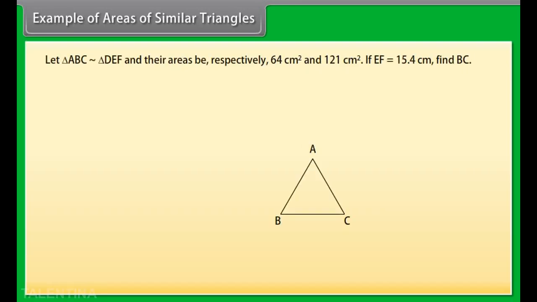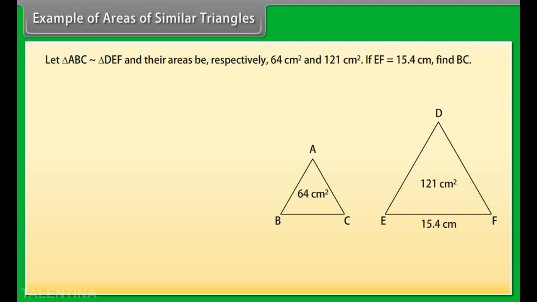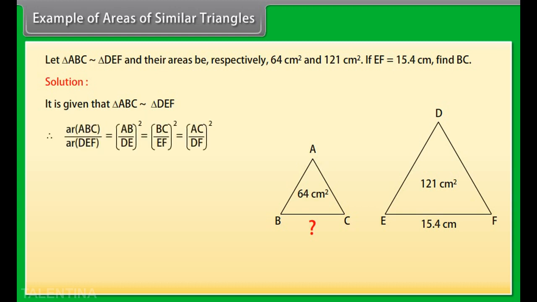Let triangle ABC is similar to triangle DEF and their areas be respectively 64 cm square and 121 cm square. If EF is 15.4 cm, find BC. Solution. It is given that triangle ABC is similar to triangle DEF. Therefore, area of triangle ABC upon area of triangle DEF equals AB upon DE whole square equals BC upon EF whole square equals AC upon DF whole square.